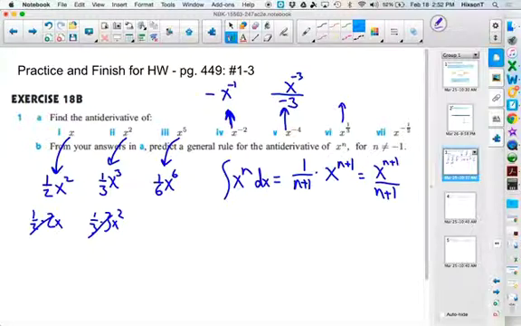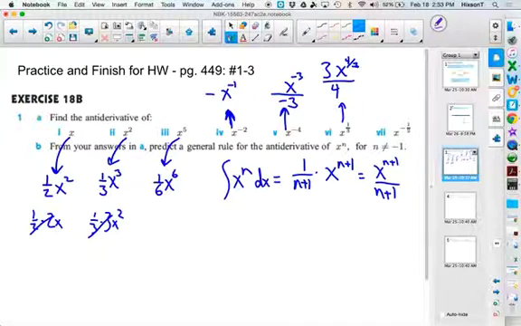X to the 4/3 power. Good. Because you add 1 to 1/3 and you get 4/3. Times 3/4. Okay. This is where seeing it like this, as the reciprocal of the new power, is kind of helpful. The reciprocal of 4/3 is 3/4. So it's 3/4 times x to the 4/3.